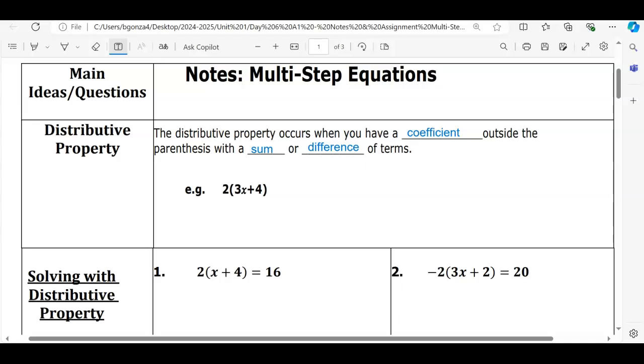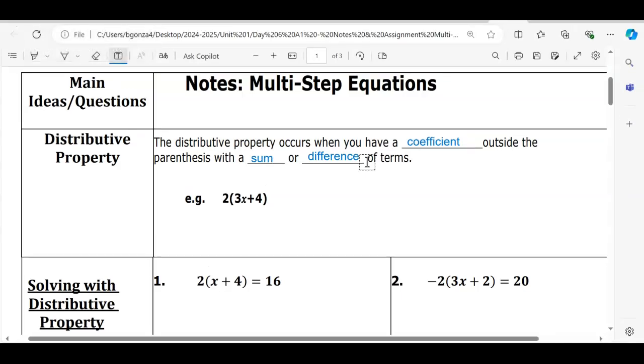So we've seen this before. When there's a number outside the parentheses, we're going to multiply into the parentheses. 2 times 3x and 2 times 4. So what is 2 times 3x? 6x. We can't forget the x, right? And then 2 times 4 is a positive 8. Now that's just basic distribution, okay? This is called simplifying because there's no equal sign.